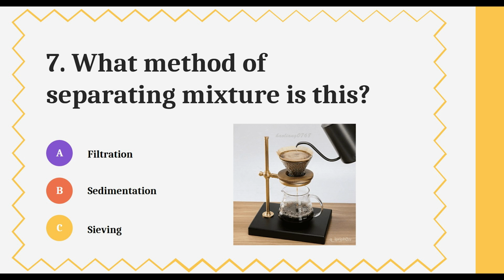Number 7. What method of separating mixture is this? A. Filtration. B. Sedimentation. C. Sieving. The answer is A. Filtration.